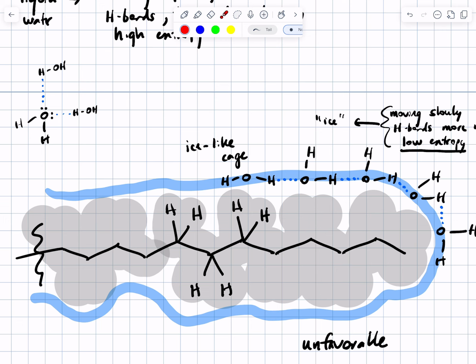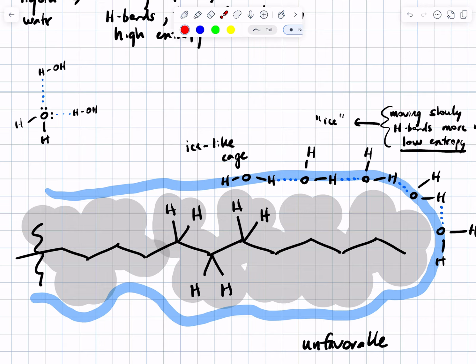So what they do is they hold on tighter to the ones that they have left. Okay, I see. And then they slow down and lose entropy for forming that ice-like cage, yeah. So it's actually favorable for the triglyceride to never go into water in the first place. And that's the origin of the hydrophobic effect.